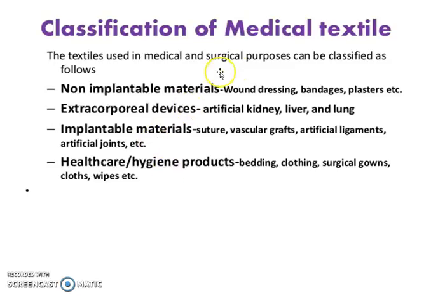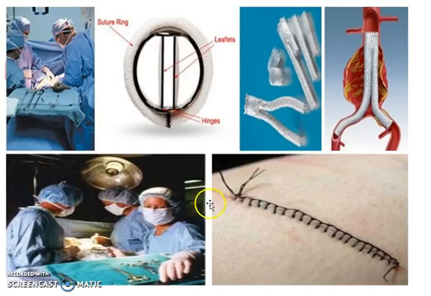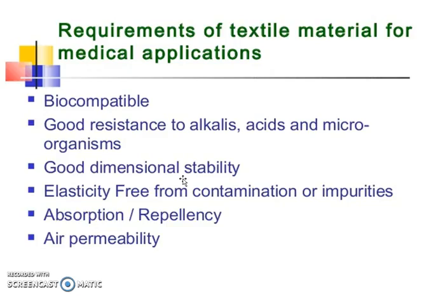The textile used in medical and surgical purposes can be classified as non-implantable material, that is wound dressing, bandages, plasters, etc. Extracorporeal devices, for example artificial kidney, liver and lungs. Implantable materials like sutures, vascular graft, artificial ligament, artificial joint, etc. And finally, the healthcare hygiene product, that is bedding, clothing, surgical gowns, cloths, wipes, etc. So these are a few examples of medical textile.